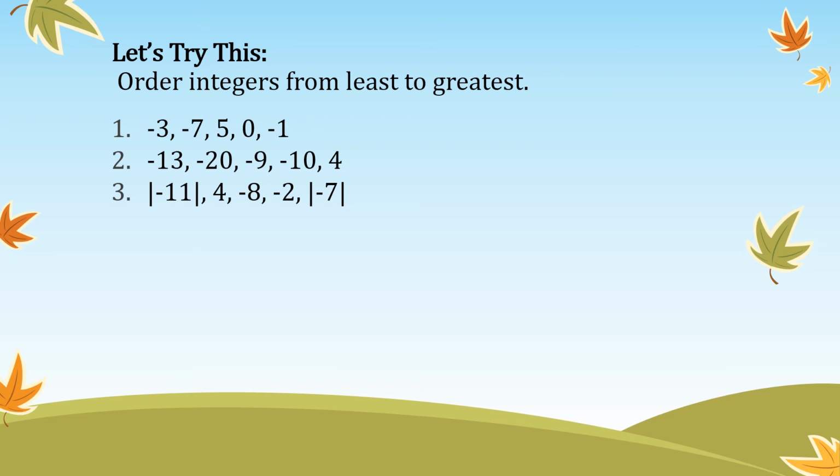What should be the first number? Of course, let's focus on the negatives because we will arrange it from the least to greatest. First negative is negative 7, negative 3, negative 1, 0, and 5.